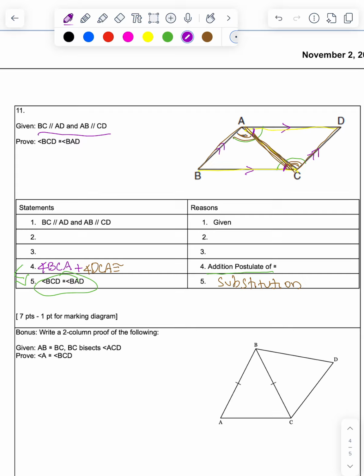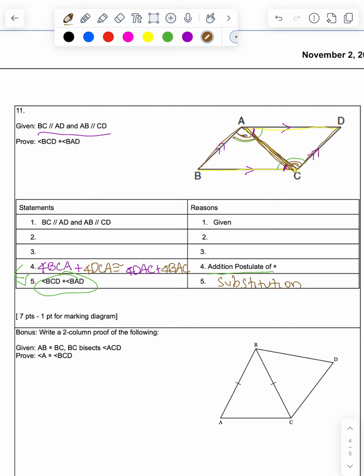To make angle BAD, we need DAC and BAC. And now you can see what I was saying about the substitution, that BCA plus DCA make BCD, and that DAC plus BAC make BAD. So we're just saying what our addition leaves us over with. We're saying this plus this is this, so we can replace it with this. And that's the substitution that always follows the addition or subtraction to tell us what we're left over with.